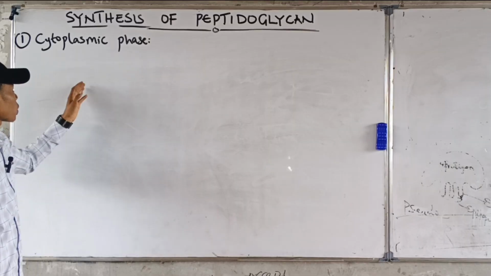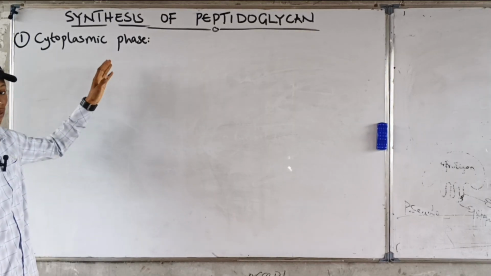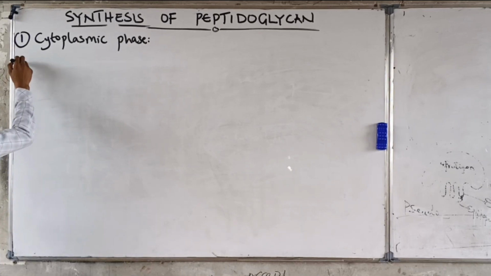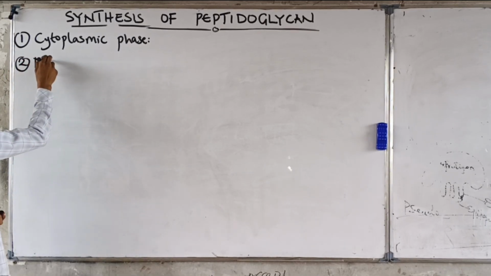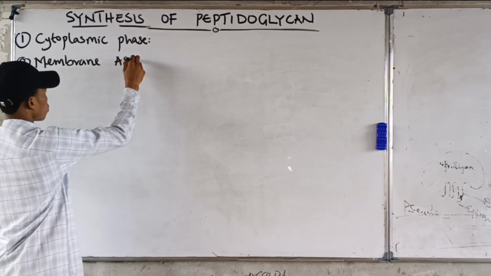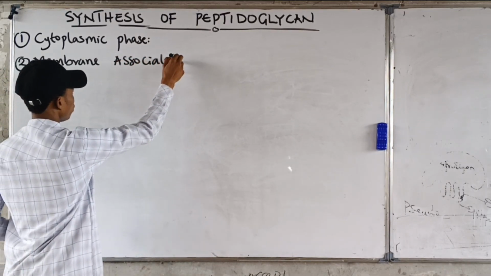Alright, we've seen the first step, which is the cytoplasmic phase. The second step in the synthesis of peptidoglycan is the membrane associated phase.